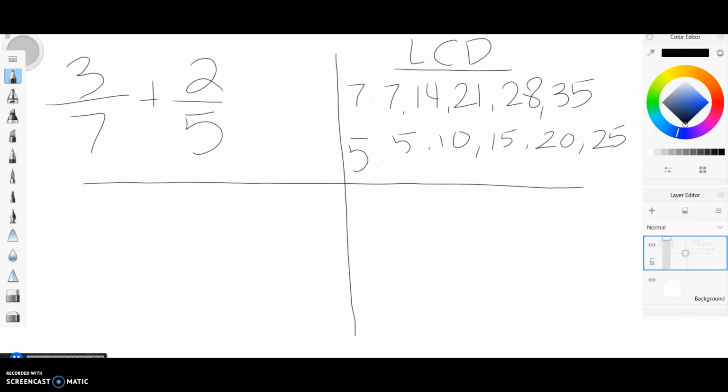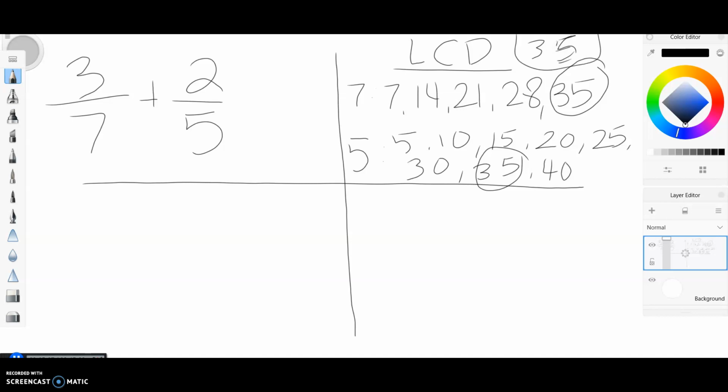So how about we keep counting up by 5s? We stopped at 25. Next would be 30, then 35, and then 40. Let's see if we have something in common now. Oh, looks like I see one. I hope you see it too. Here we have 35 and 35. So 35 is our least common denominator. I'm going to write that number right here just so I remember.